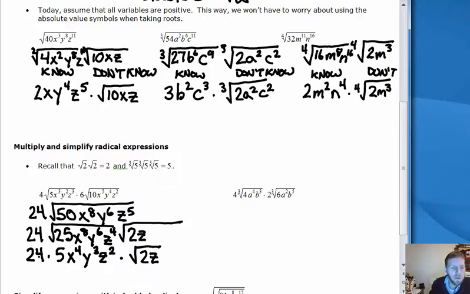When you simplify this problem, you can multiply the 24 times 5. When you multiply these numbers, you get 120. And we'll have x to the 4th, y cubed, z squared, times the square root of 2z.